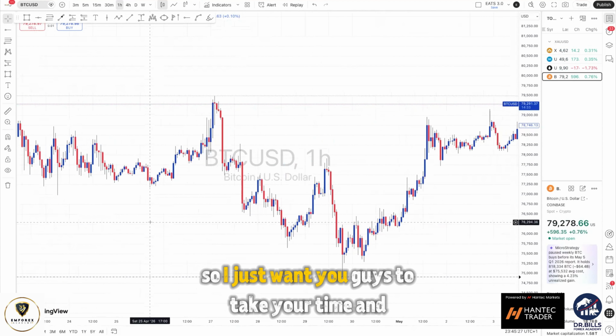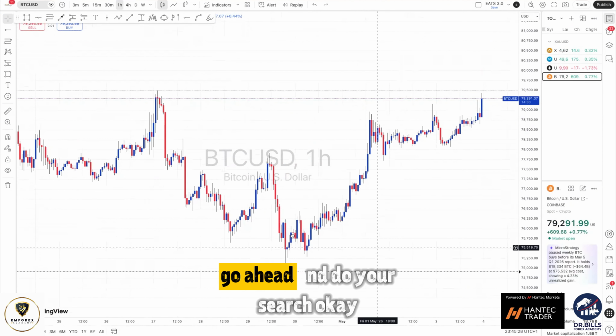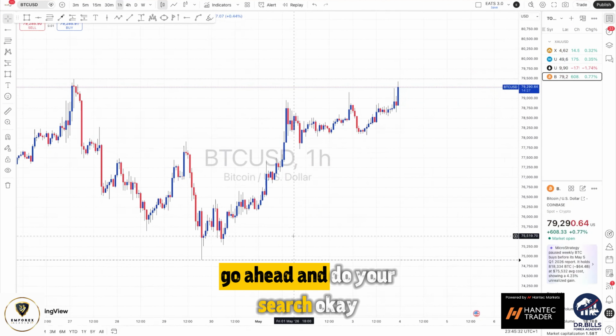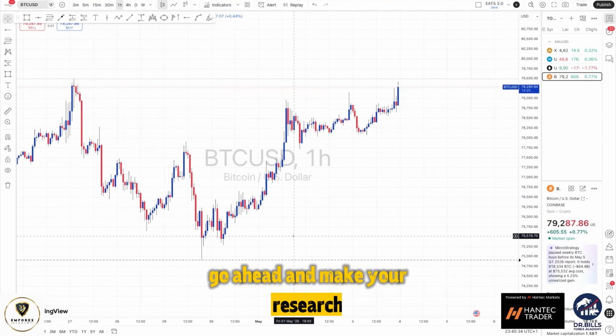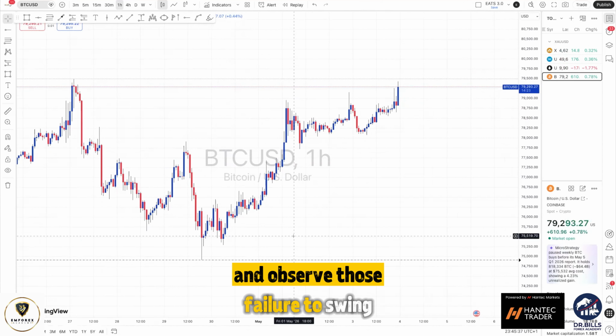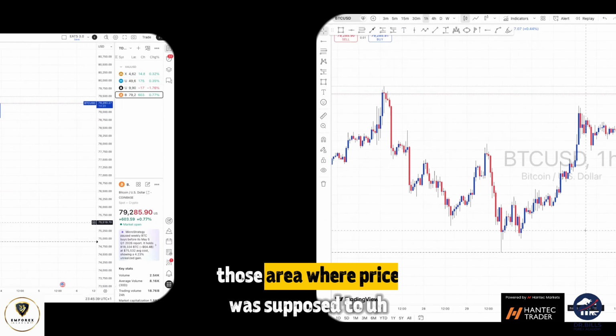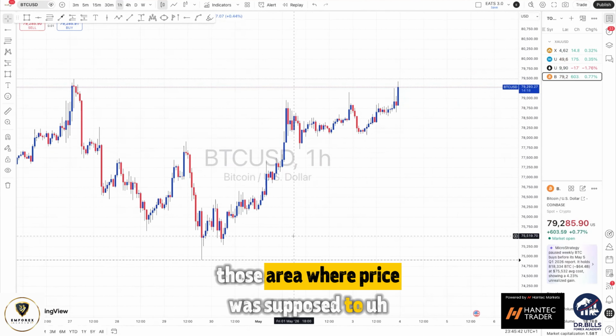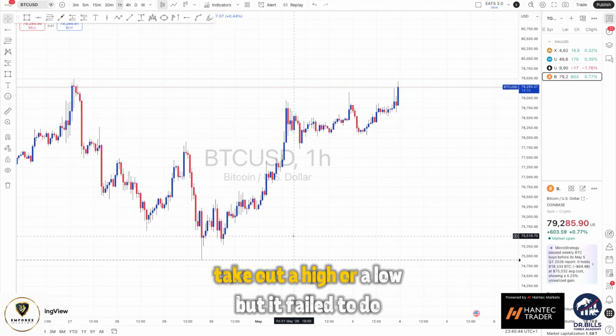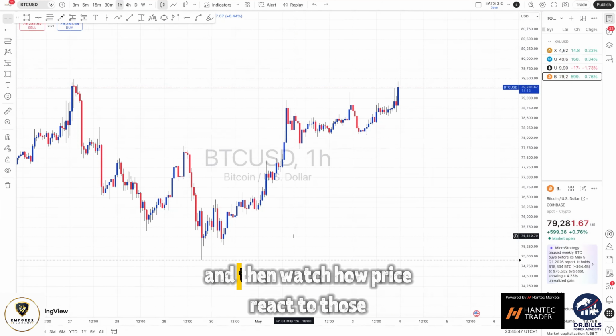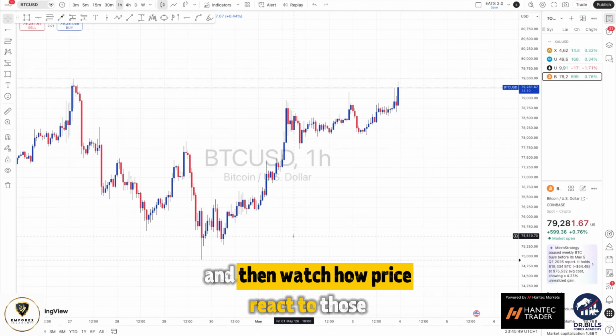So I just want you guys to take your time and go ahead and do your search. Okay, go ahead and do your research and observe those failure to swing points, those areas where price was supposed to take out a high or a low, but it failed to do that. Okay, and then watch how price reacts to those levels.